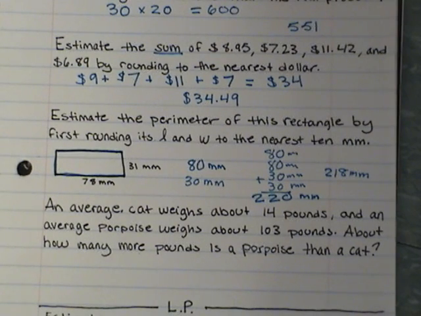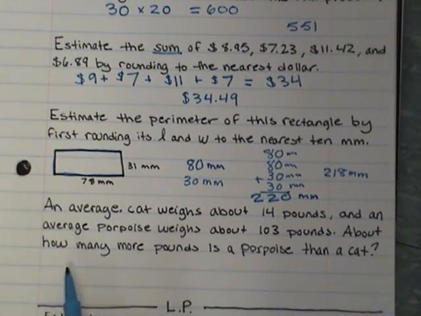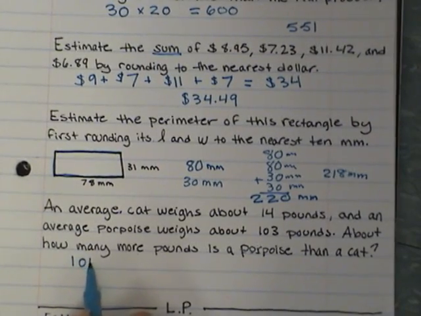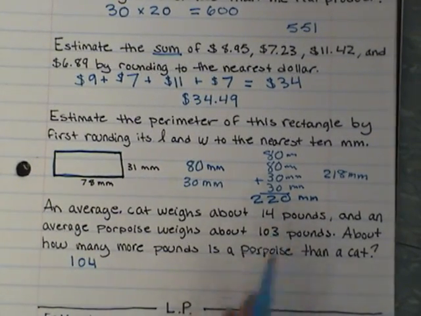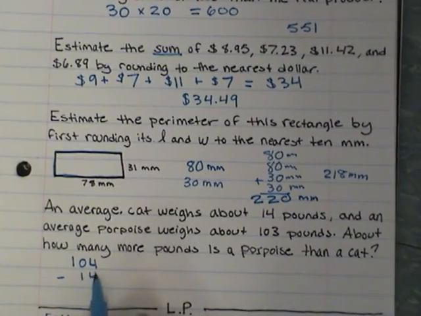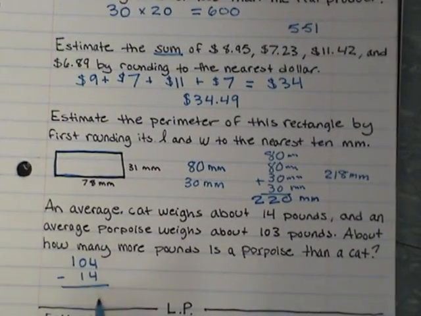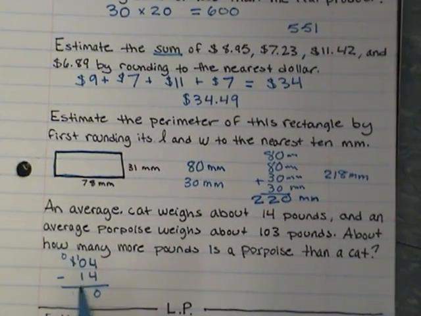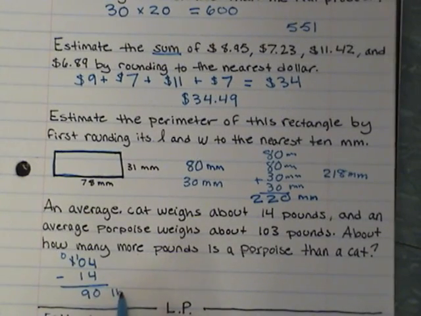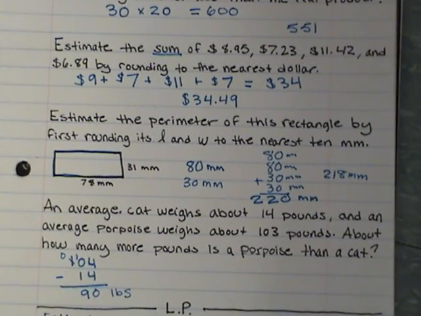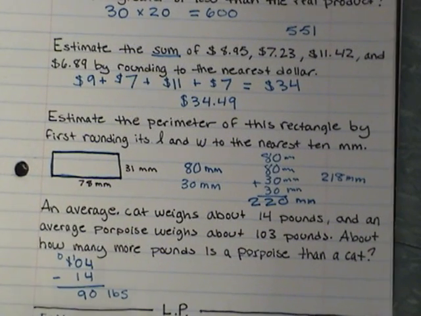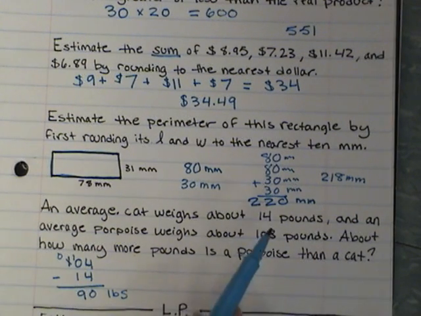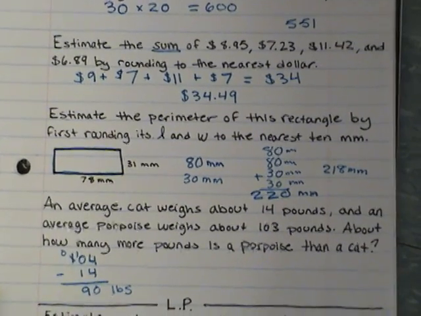So if I do that, I'm going to take 104, which is my porpoise because I rounded that 3 to a 4, minus my 14 pounds, so I can find the difference. 4 minus 4 is 0. 0 minus 1, can't do that, so I'm going to borrow, make this a 0, make that a 10. 10 minus 1 is 9, so 90 pounds is the difference between a porpoise and a cat. Do you see how those compatible numbers worked? I found a number that was nearby. And I guess if you wanted to round this down to 10 and down to 100, it wouldn't have been as accurate, but it would have still worked the same.